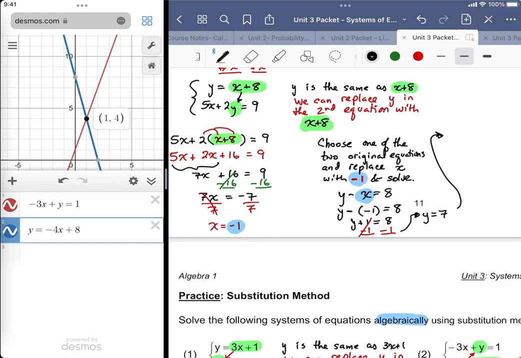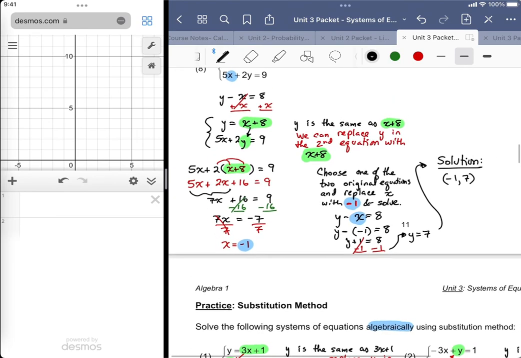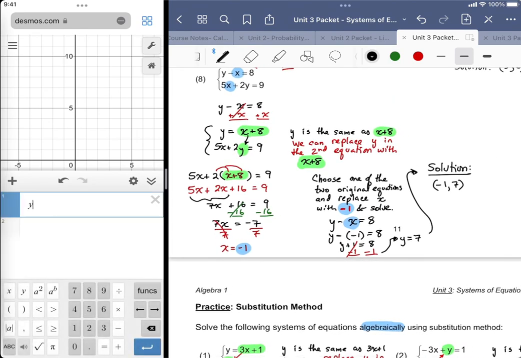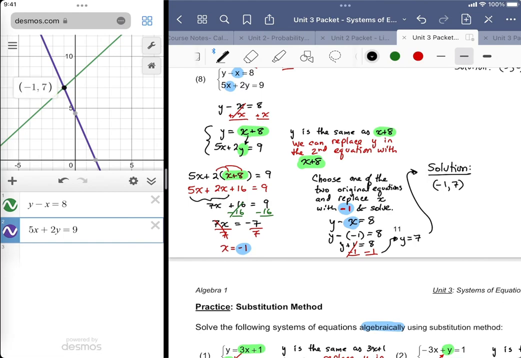So my solution here would be negative 1, 7. And again, very easy to verify in Desmos. Just take your two original equations in their original form. Y minus x is equal to 8. 5x plus 2y is equal to 9. See where they cross? Negative 1, 7.